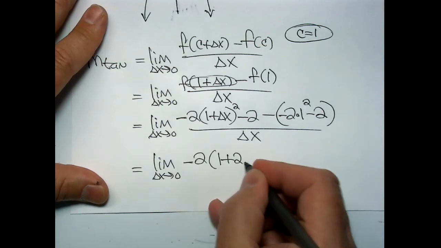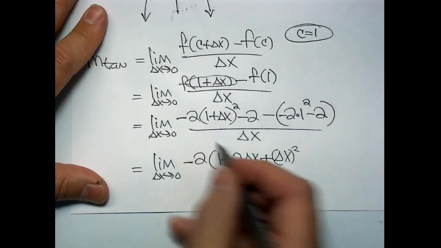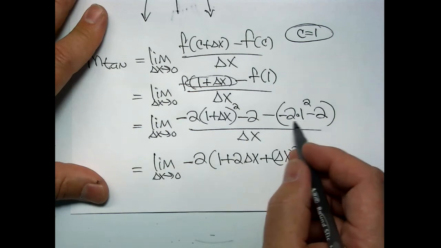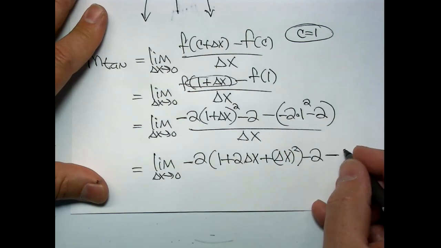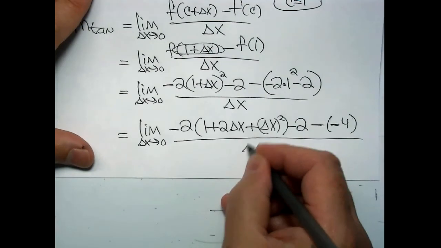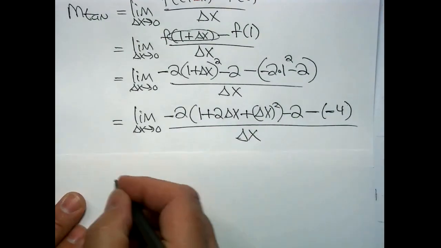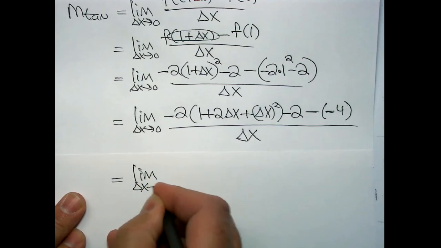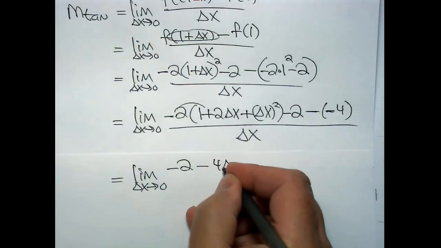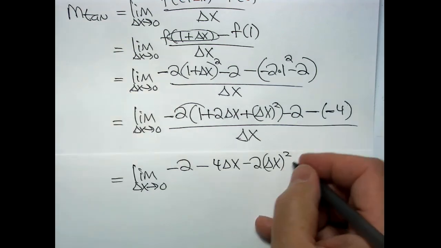This is 1 plus 2 delta x plus delta x squared. That's right in here when I squared the binomial. Minus 2. And minus, let's just calculate what we got here. Looks to me like minus 4, all over delta x. Now, it may seem like a lot of algebra, but as I promised, there's some arithmetic cancellation that should occur here. Distributive law, you get minus 2. You get minus 4 delta x. You get minus 2 delta x squared. You just have to be patient, and you have to track these things.